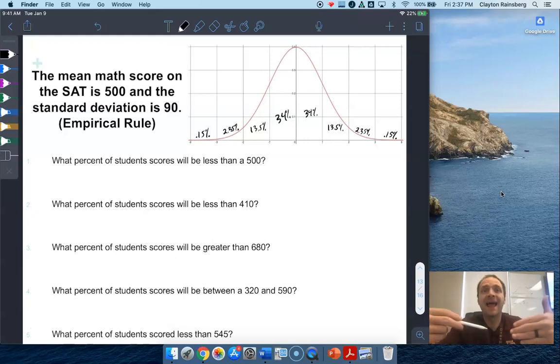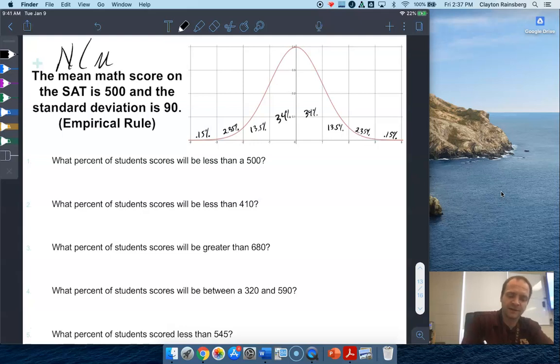And yes, every single time you need to address the shape, the center, and the spread. Every single time. And I am doing that. I'm going to mark it here. And look at the prompt. It says you have a mean math score on the SAT of 500. Well, for a normal distribution, that goes in the center. Look at that. I defined the center. Check. I defined that it's a normal distribution. Look at that curve. That's a normal distribution curve. I defined the shape for it.